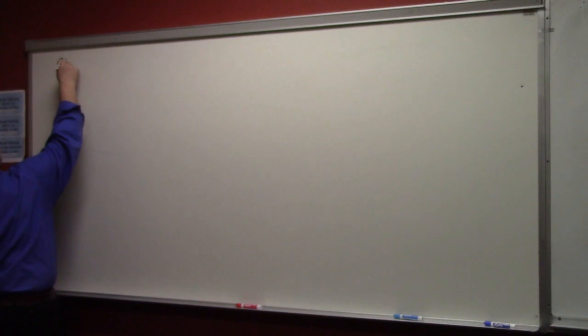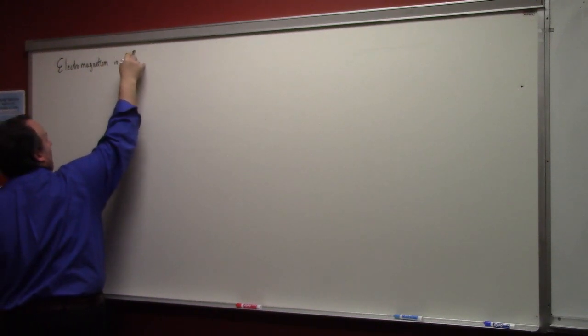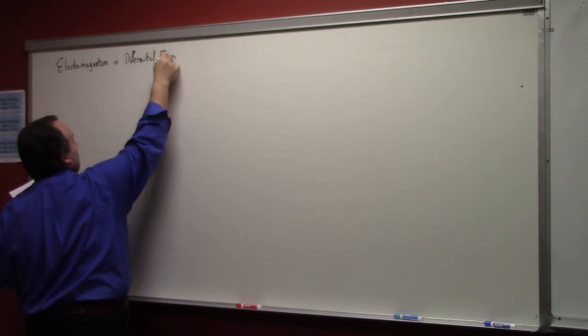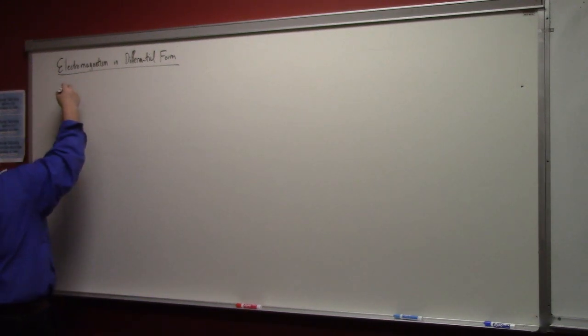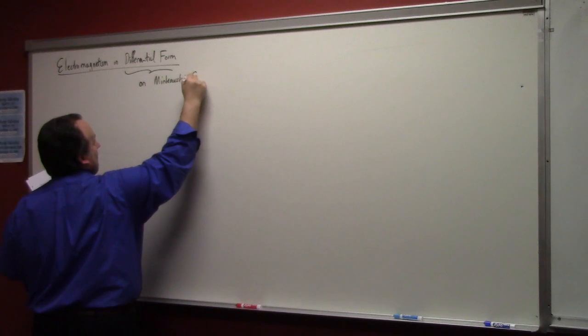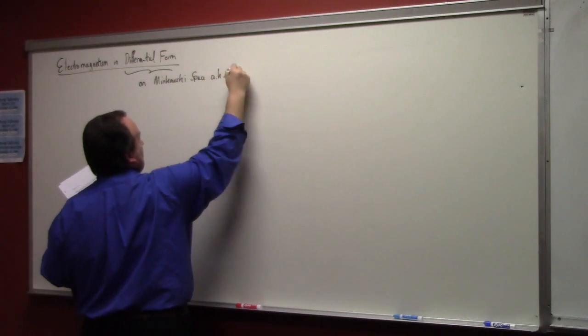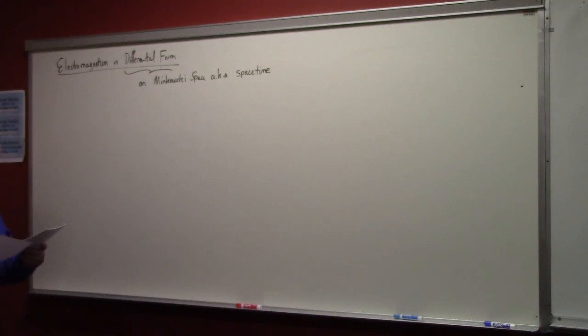So I want to talk to you now about electromagnetism in differential form. I should explain what's going on here: we're going to use Minkowski space. What is Minkowski space? Also known as spacetime. You work in R4, where one of the coordinates is time.